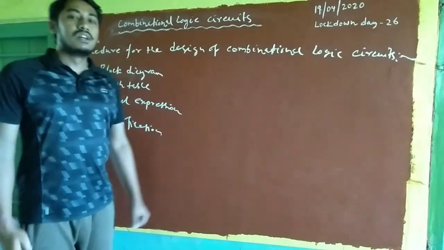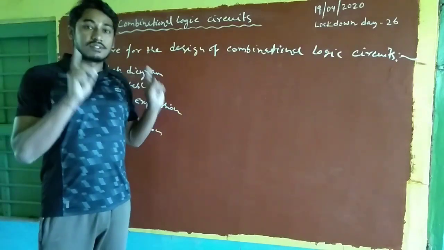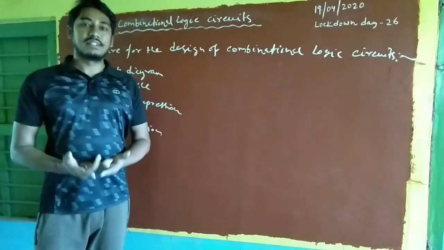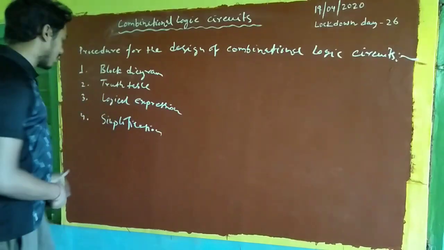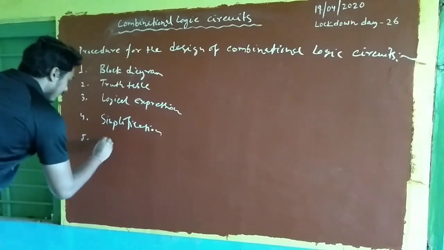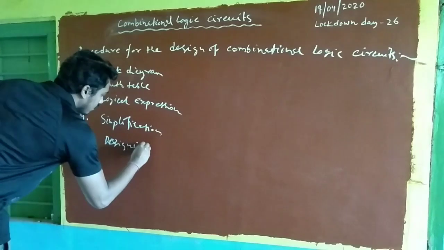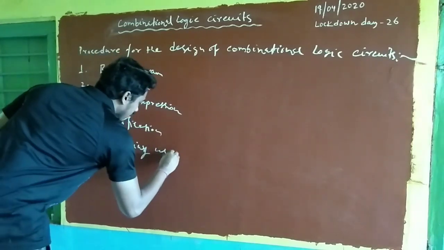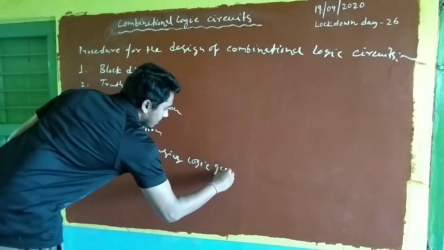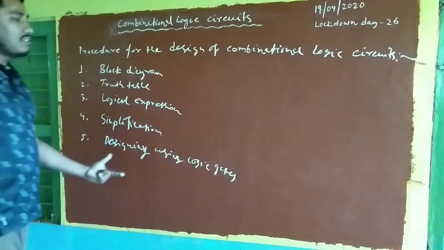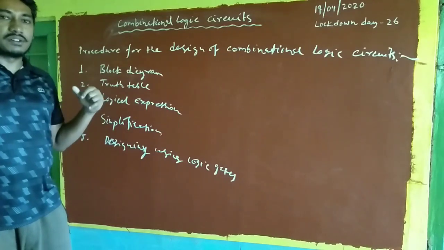Now after getting the simplified version of the logical expression of that particular circuit, what do we have to do? We need to design the circuit using logic gates. This is the final one. So, design using logic gates. So these are the basic procedure steps to design any circuit.